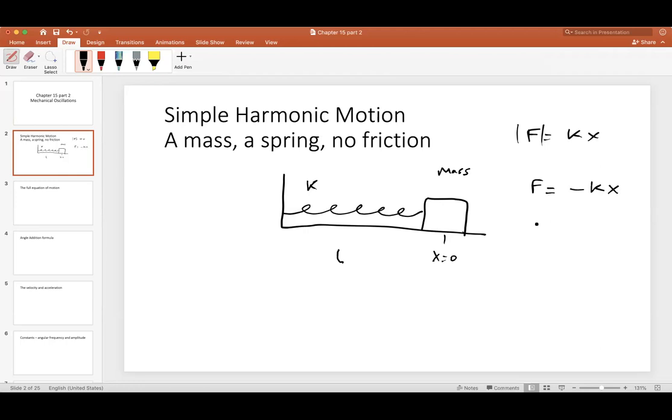All that means is that if we pull the block this way, the restoring force acts that way. So if X is going that way, the force goes the opposite way, and vice versa. If we push it that way, the restoring force tries to push it in the opposite direction. That's where this negative sign comes from. Okay? And so what we're going to try to do is describe this motion.